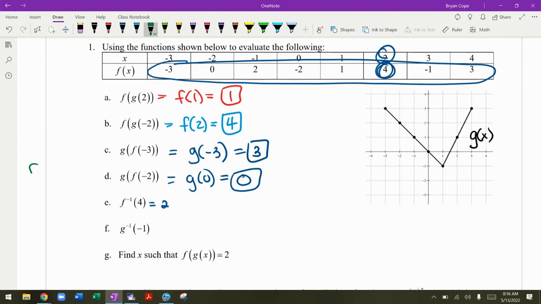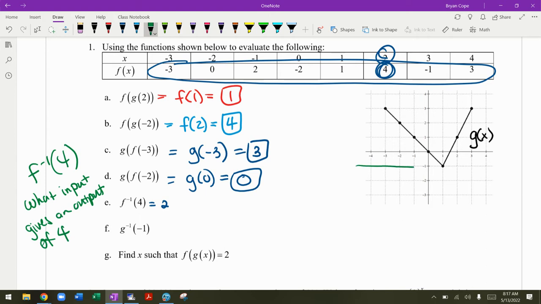Okay? Did you say I don't get that? F inverse, remember, is when the y's and the x's flip. So when I say f inverse of 4, I'm really asking what input gives an output of 4. Okay? So that's like when I ask the next question, when I ask g inverse of negative 1, I'm saying what input gives an output of negative 1? Exactly, because there's the output of negative 1. 1 is the one that does that, right? And there's questions like those two on the final as well.